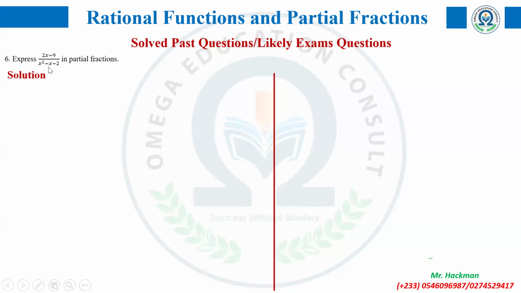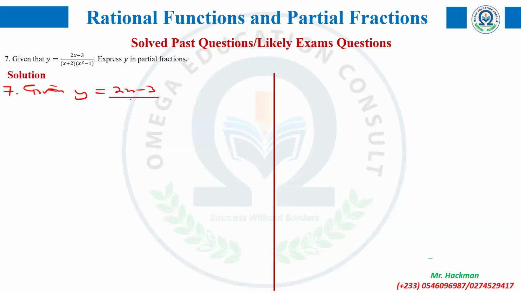Yes, sir. Alright, so we move on to the next one. Only that this time around, let's get the identity. You should be able to move from here. Given that y is equal to this, I'll write it out, because it is a little different from the other one. Given y is equal to 2x minus 3 all over x plus 2, into x squared minus 1.